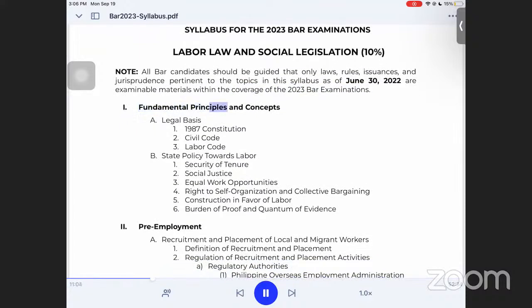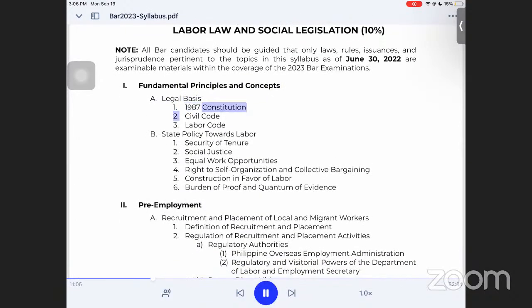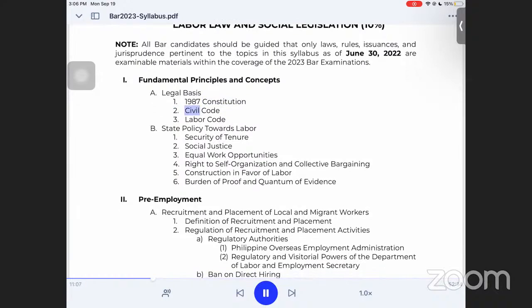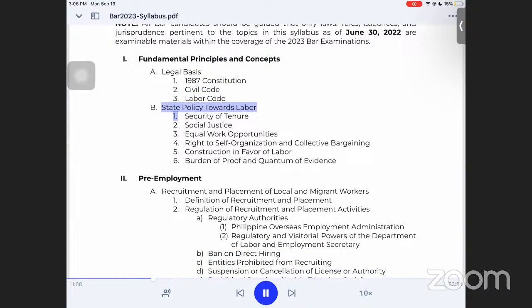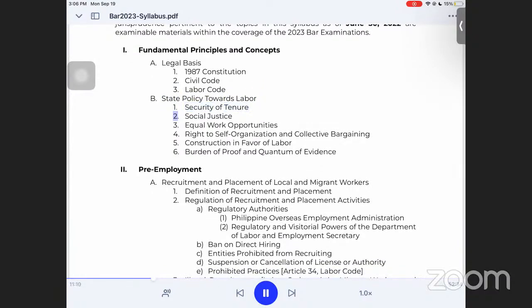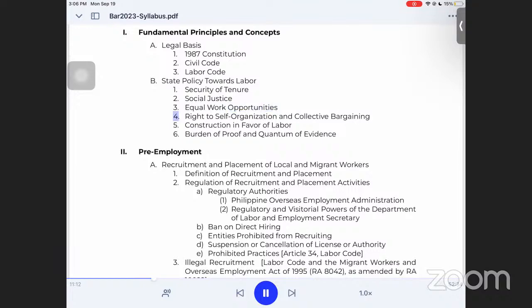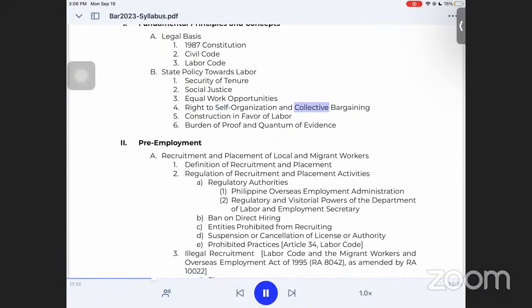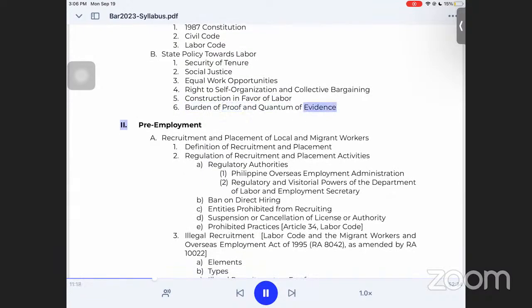I. Fundamental principles and concepts. A. Legal basis. 1. 1987 Constitution. 2. Civil Code. 3. Labor Code. B. State policy toward labor. 1. Security of tenure. 2. Social justice. 3. Equal work opportunities. 4. Right to self-organization and collective bargaining. 5. Construction in favor of labor. 6. Burden of proof and quantum of evidence.